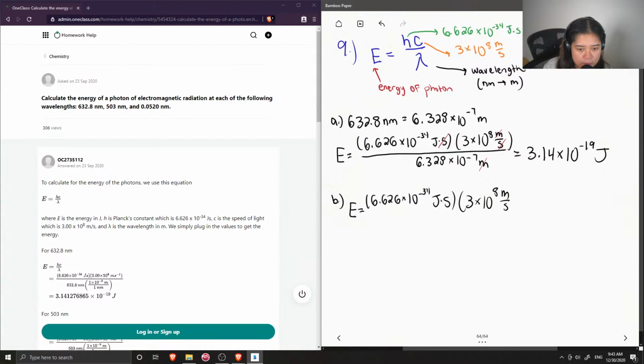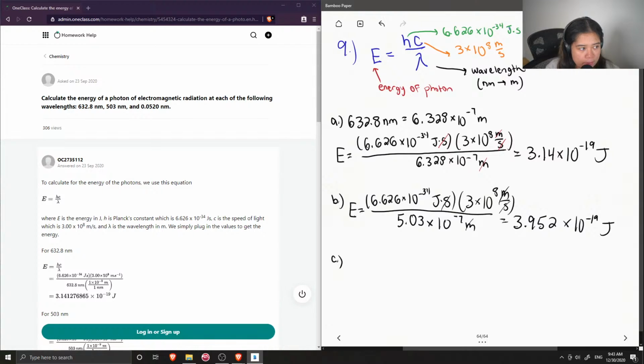So I'm just going to quickly write in all the steps. If we converted 503 nanometers to meters, you end up getting 5.03 times 10 to the negative 7 meters. Then our units cancel out, and this gives us 3.952 times 10 to the negative 19 joules.